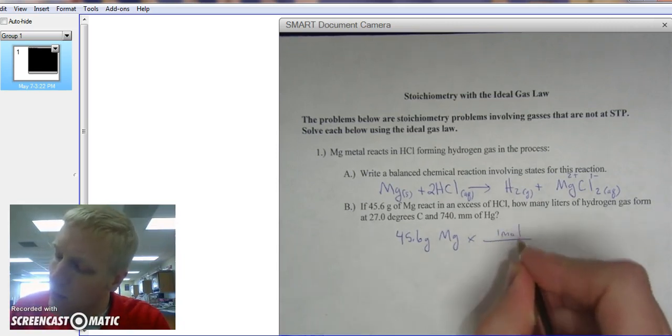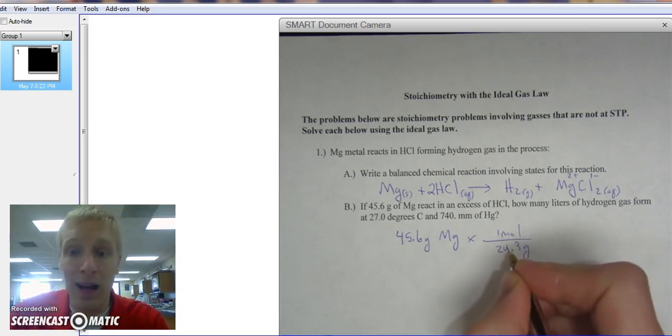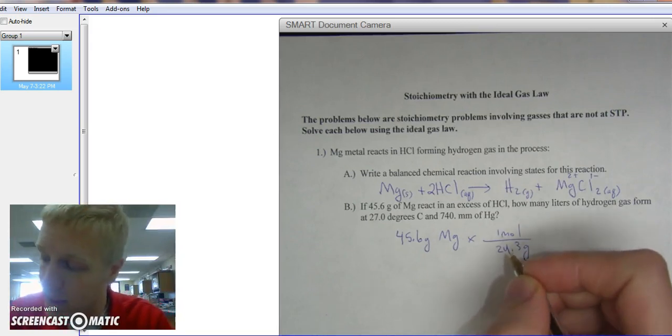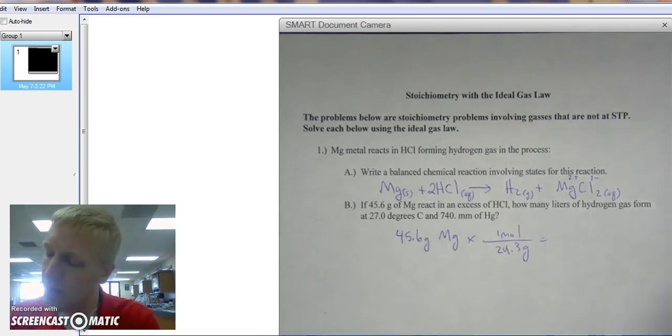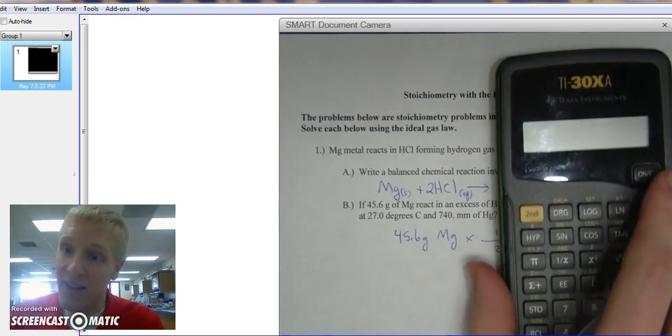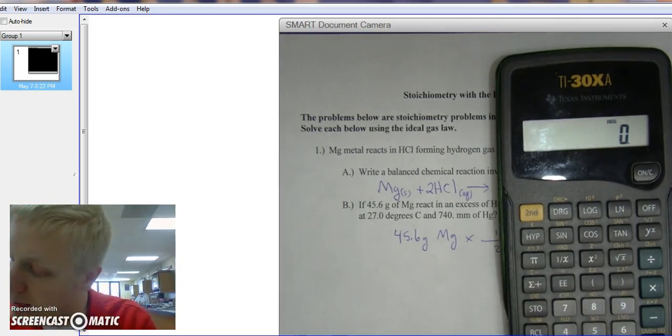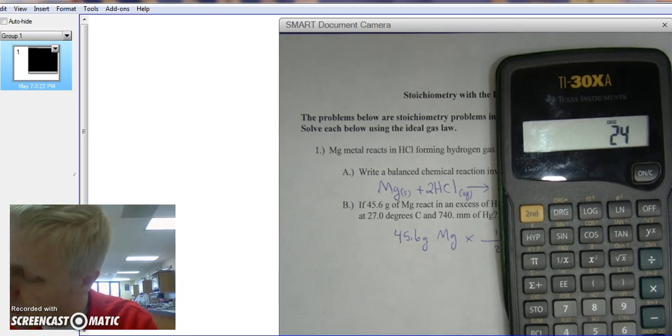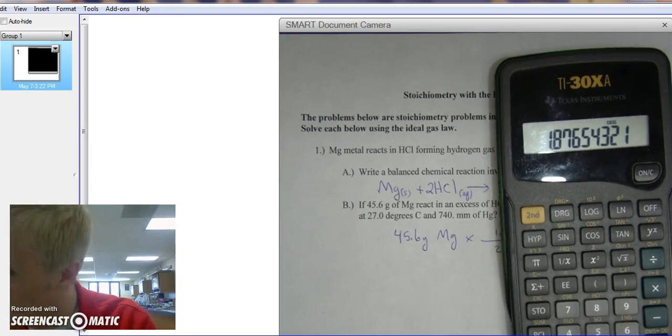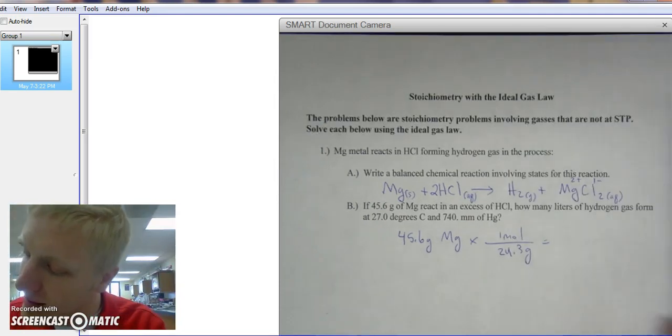Alright, 1 mole over 24.3 grams, that's the molar mass or the atomic mass of magnesium found on the periodic table. That equals, gotta have a calculator, otherwise you will not be able to solve the problem. 45.6 divided by 24.3 gives you 1.876.